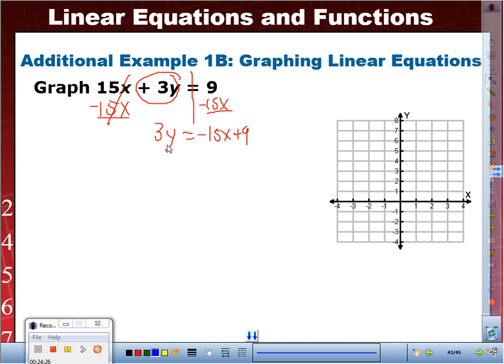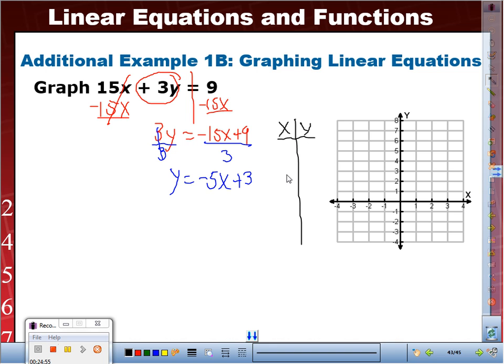What do we do at the end? Divide by 3, divide by 3. Y equals negative 15x divided by 3, that's negative 5x. 9 divided by 3 is positive 3. Are we there so far? Now that we have it in y form, what's the next step before we graph it? Input output table. So you do x, y.